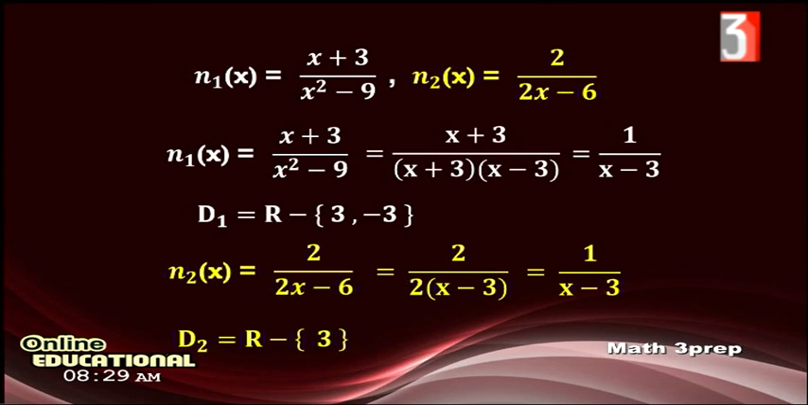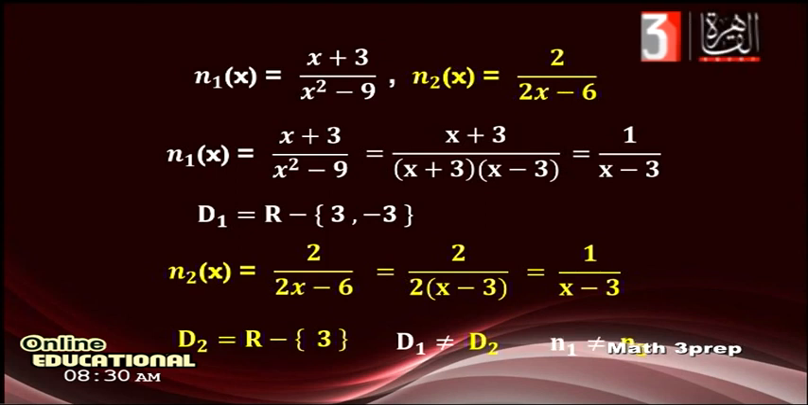First of all, you are going to notice that the two algebraic fractions after being reduced are the same: 1 over (x minus 3), 1 over (x minus 3). So when you reduce them, you obtain the same result. But what about their domains? D1 is different than D2, so D1 is not equal to D2. When you have a difference, either in the reduction or in the domain, we are going to say that these two algebraic fractional functions are not equal.